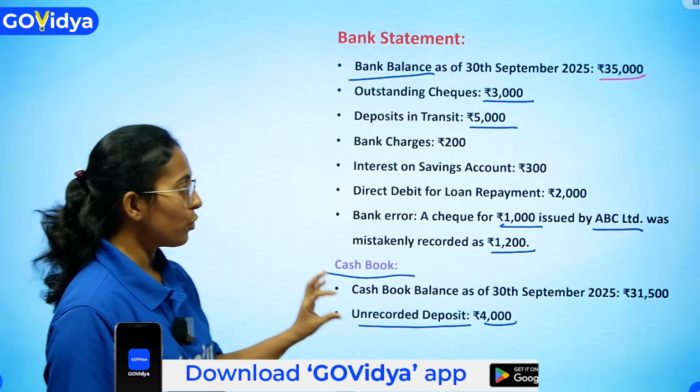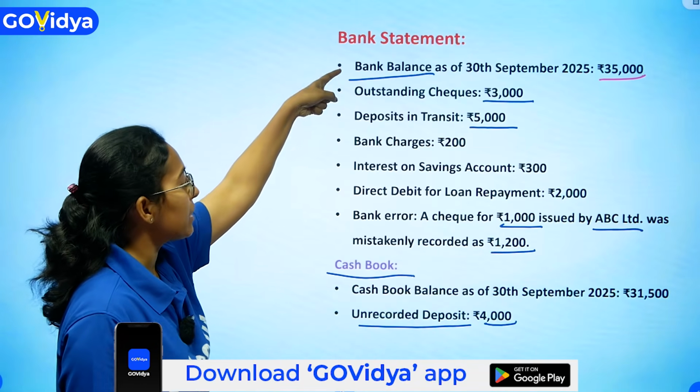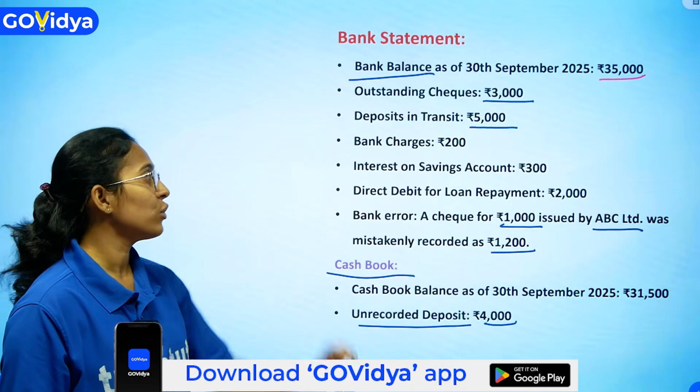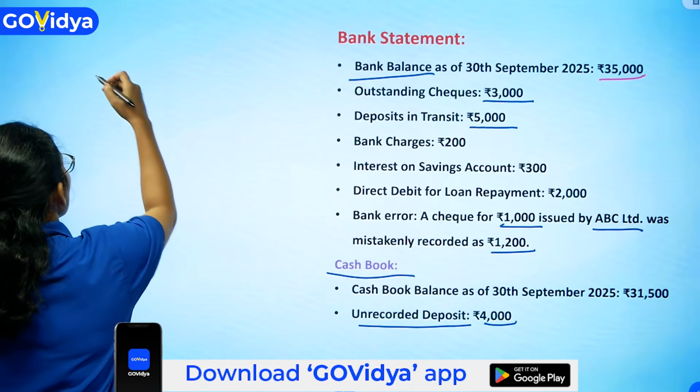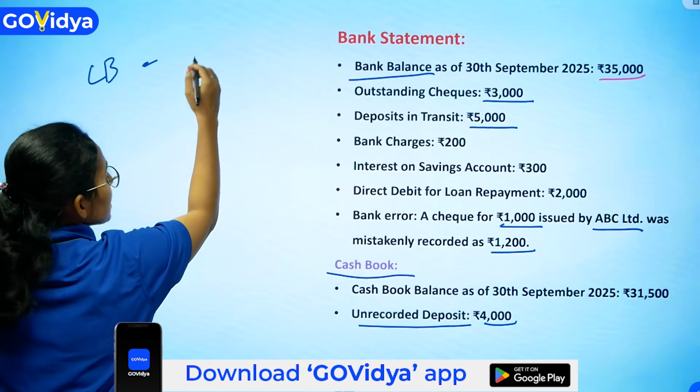Now we have to consider whether we are going to check the bank book to CB or CB to BB. We have to get clarity on that. Assume that we are going to come from the CB. So what is the balance as per CB?